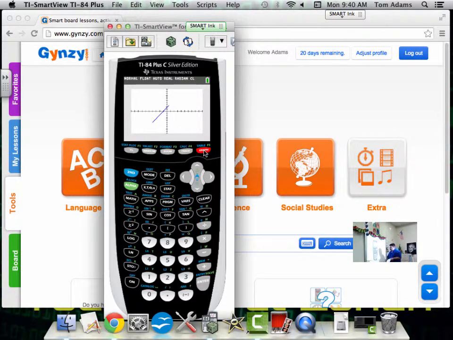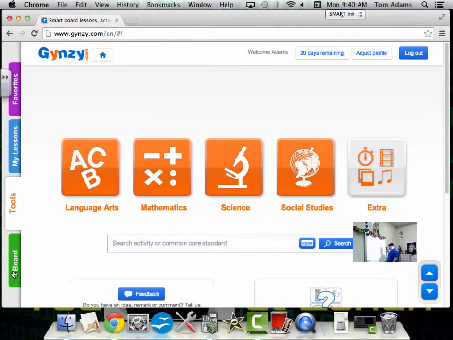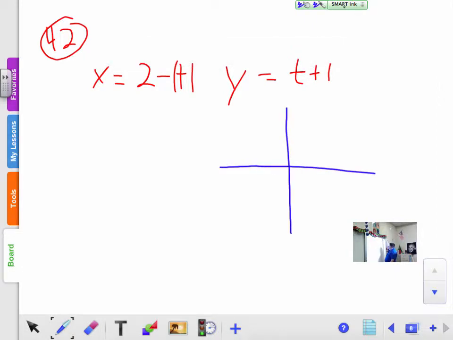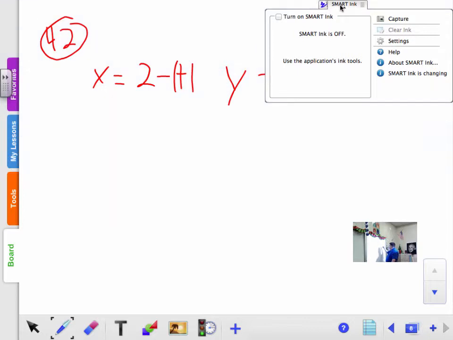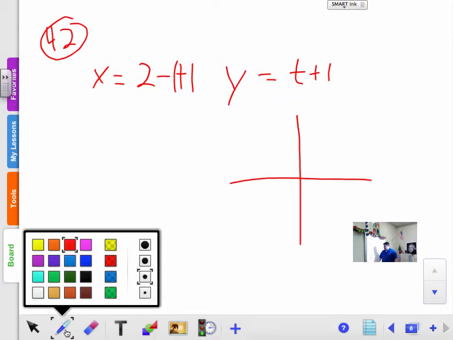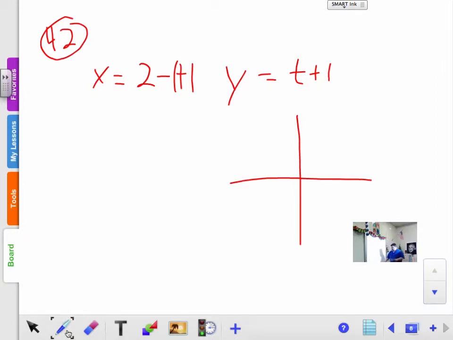So let's come back and look at this. If I draw the graph, it kind of looks like this. And we want to know what values for t make it live in quadrant 3. So we're really interested in this portion right here, right? This is the portion that we're interested in.